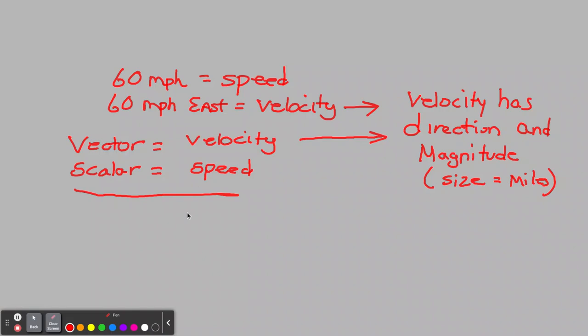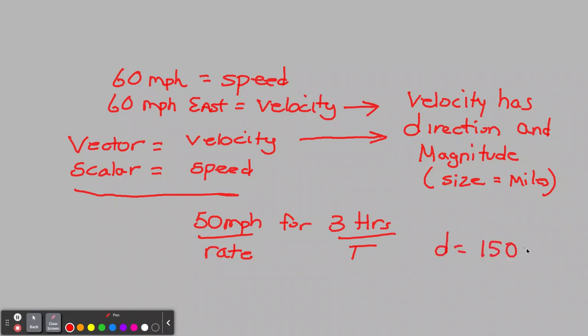So if we look at a very simple problem here, let's say you were going 50 miles per hour for 3 hours. So we have our time, we have our rate, and 50 miles per hour, is it speed or velocity? It's velocity, right? We don't know which direction we're going. We just know we're going 50 miles per hour for 3 hours. And so we know our distance will be 150 miles.